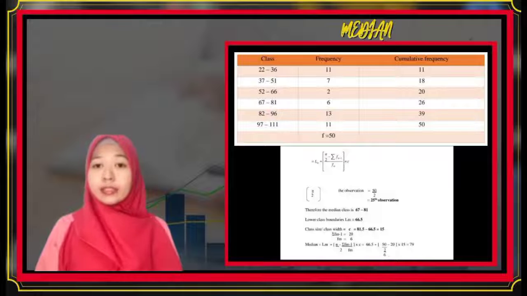The last step is we calculate the median. The solution is 66.5 plus in bracket 50 multiplied by 2 minus 20 and divided by 6, and times 15. And we got the answer of median is 79.